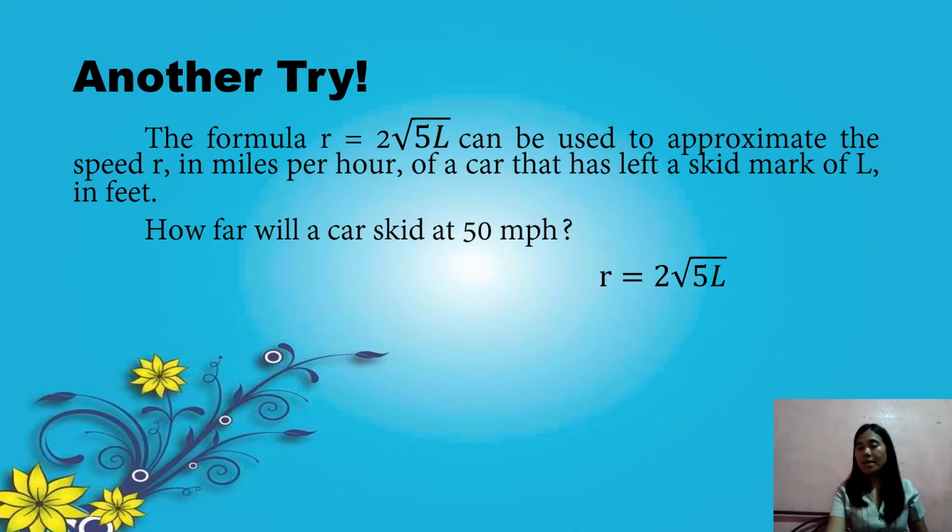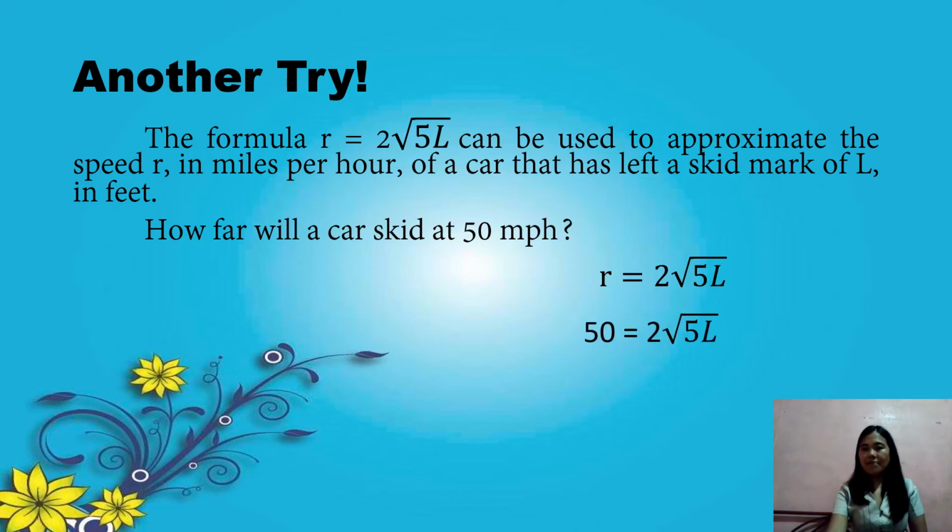When we have two variables present in our given formula, is it to R or to L? Where are we going to substitute that 50 given? So let's get back to the problem. It says approximate the speed. This formula can be used to approximate the speed R in miles per hour. It's very clear that the given here is 50 miles per hour. Therefore, this 50 should be substituted to R.